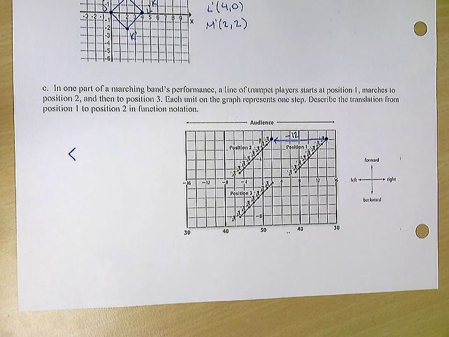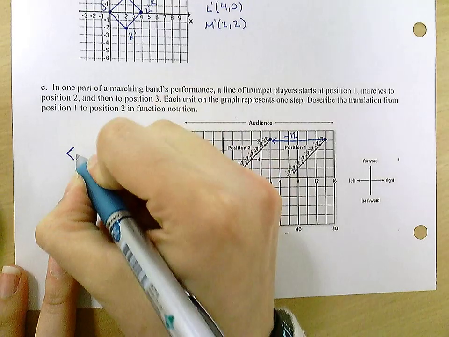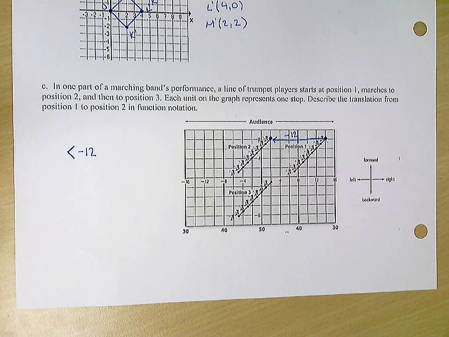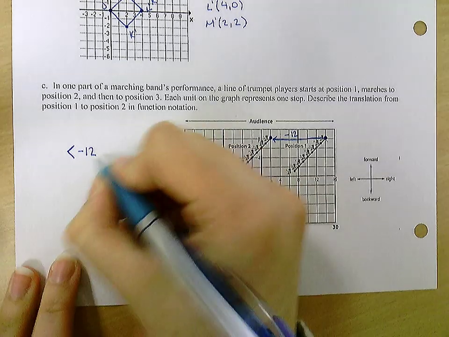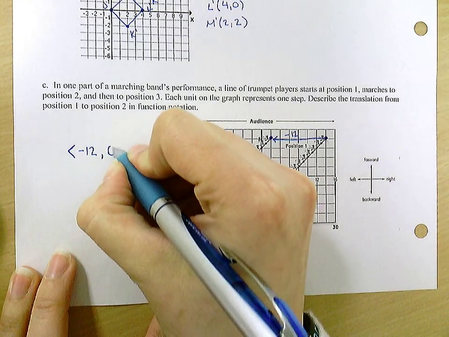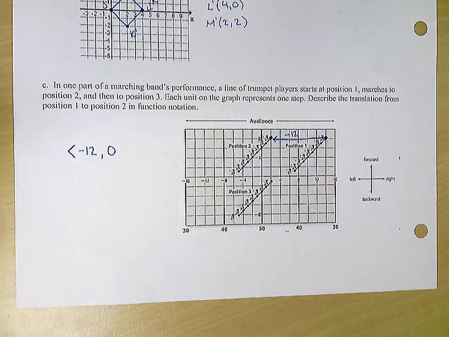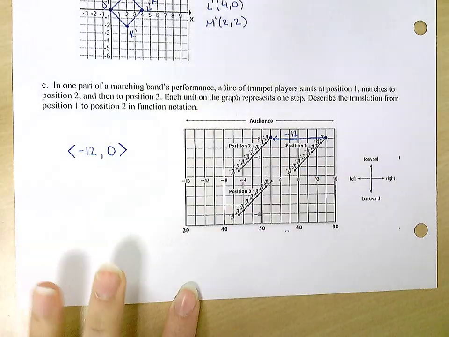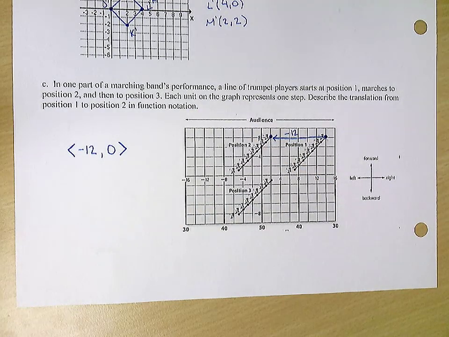Now, since I'm moving left, does that coordinate with my A value or my B value in my vector? A. Okay, so that means it comes first. So at first I'm moving left 12 units. Now I'm not moving up or down, am I? No. So since I'm not moving up or down, my B value would be 0. And then I could end my vector with that arrowed bracket.